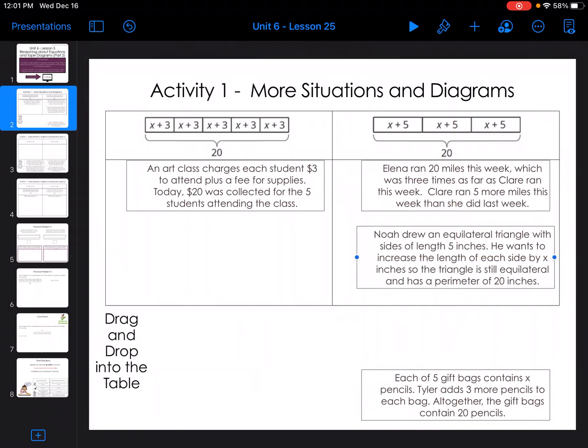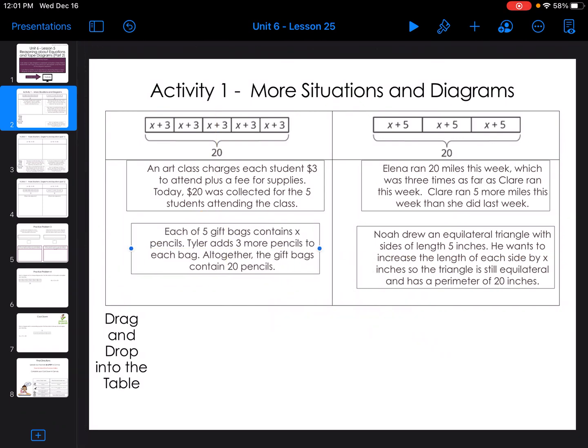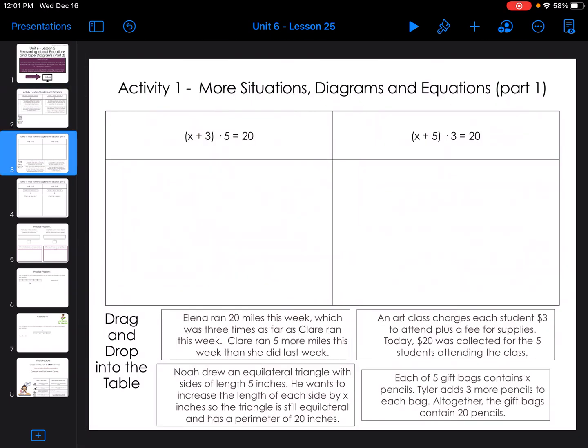The last one says 5 gift bags contain x pencils. So he has 5 groups. They contain x pencils, and then Tyler adds 3 more pencils to each bag. So he's adding 3. So he has 5 bags with some number of pencils plus 3 in them.